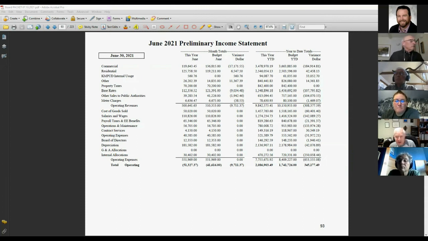Yeah, the other thing that I think to note is that about half of that shortfall is because of the propane. Right. And that's partially made up because we don't have to buy as much propane. Okay, any other questions or comments on June preliminary?